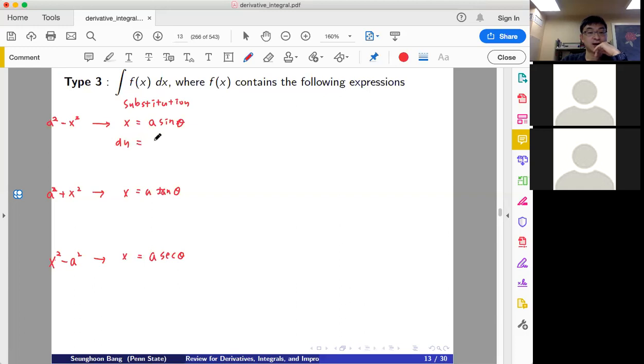So you can find dx. First one, dx is a times sine prime, which is a cosine theta d theta. Here, dx is a times tangent prime, which is secant square of theta d theta. Here, dx is a times secant theta prime, which is secant theta tan theta d theta. Next, you have to change this to a simpler form by using an identity.